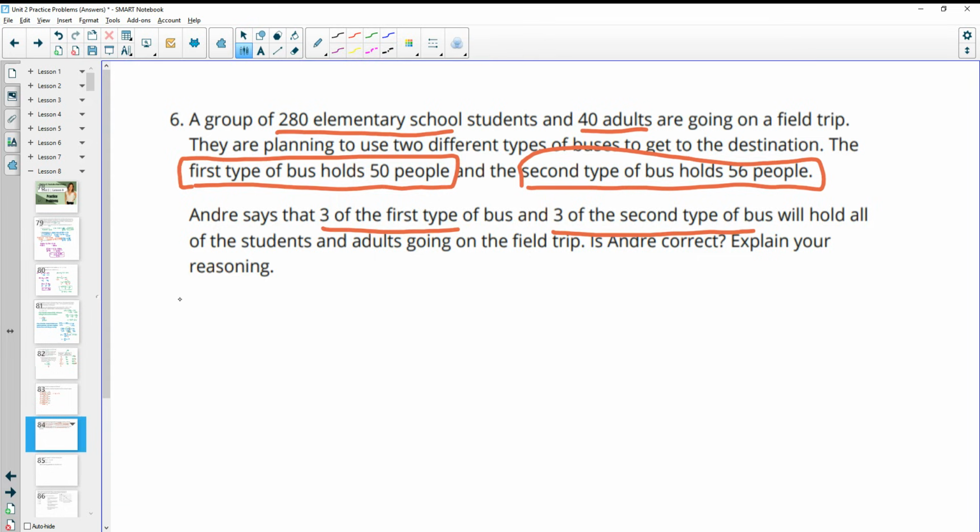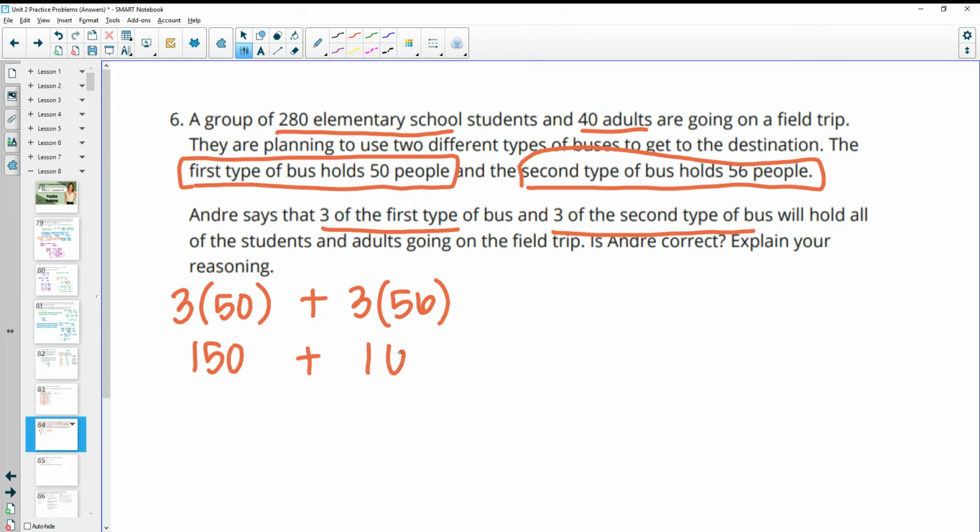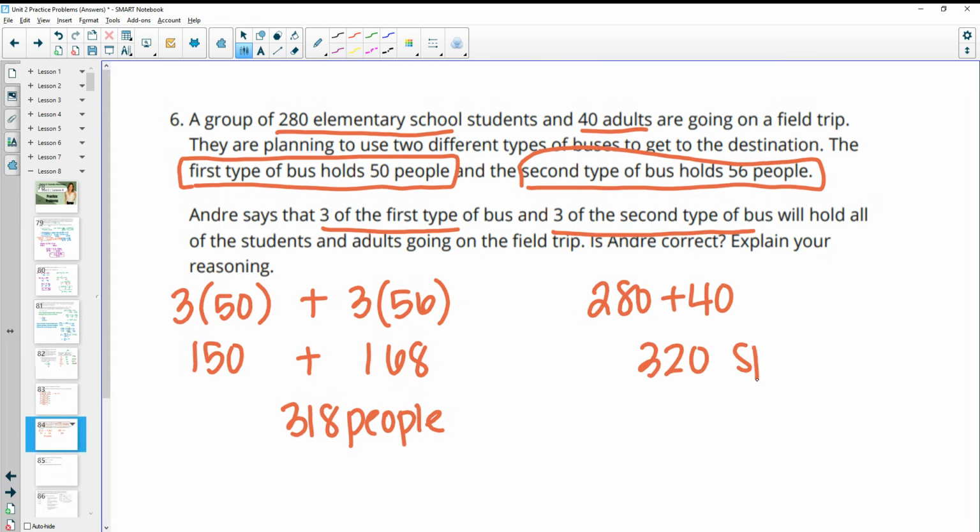Is Andre correct? So we've got 3 of the first type of bus that gives us 50 people on each. So there's going to be room for 150 people on that first type of bus. Plus we're bringing 3 of the second type of bus, which is 56 people on each one. And 3 times 56 is 168. So if we add those together, that's going to give us a total of 318 people that can fit. And then the people that are going are 280 plus 40, which is 320 spots that we need.